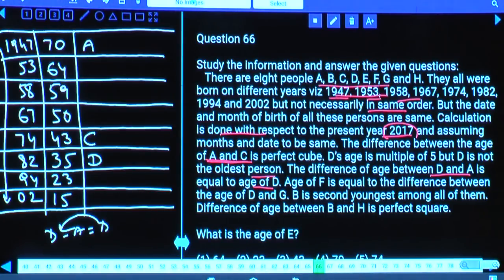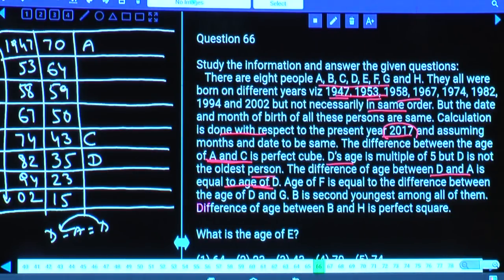A and C are done. D's age is a multiple of 5, but D is not the oldest. D's and A's are already done. Next one, the difference of D and A is equal to the age of D.